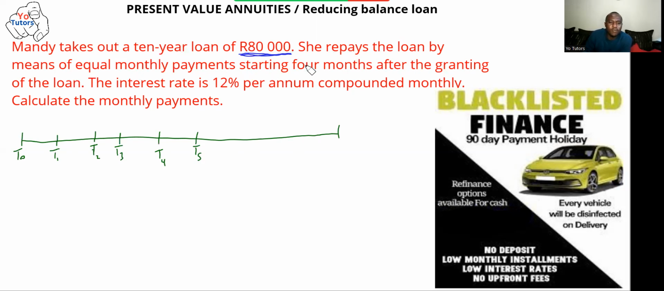Pay the loan by means of installments for 4 months after. Okay, 10-year loan, so it's going to be 10 times what? 10 times 12, which is actually T120 there. Okay, now, if it's paying after 4 months, starting to pay 4 months after granting of the loan, it means that the first payment here is what?